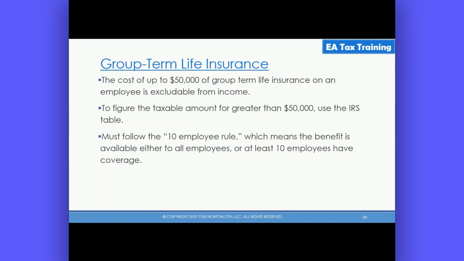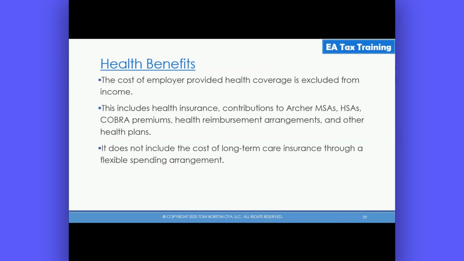Group term life insurance. So the cost of up to $50,000 of group term life insurance on an employee is excludable from their income. For any amount in excess of $50,000, you determine the taxable amount by referencing some IRS tables. You don't have to know those for the exam, just know that it exists. And you have to follow the 10 employee rule, which means the benefit either is available to all employees or at least 10 employees actually have coverage.